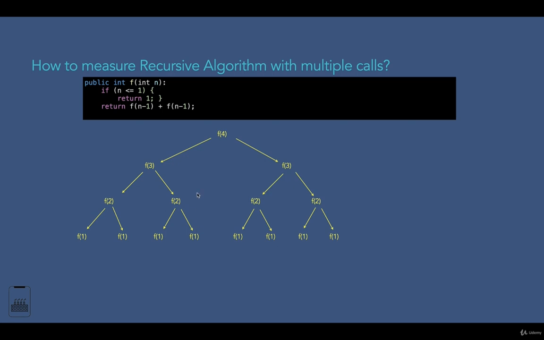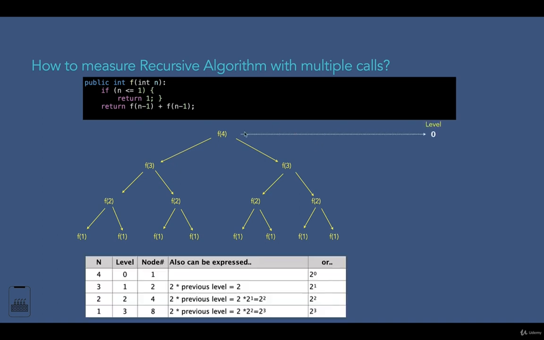If you look at this tree over here, we see that the depth of this tree is 4. So 0, 1, 2, 3. This means that if we start from 0, the depth is 4. So here in level 0, we have only one node. Then in level 1, we have 2 nodes. In level 2, we have 4 nodes. And in level 3, we have 8 nodes. I have put everything in this table over here.